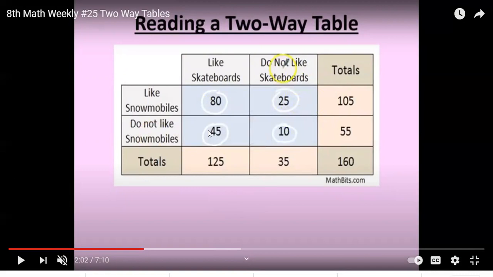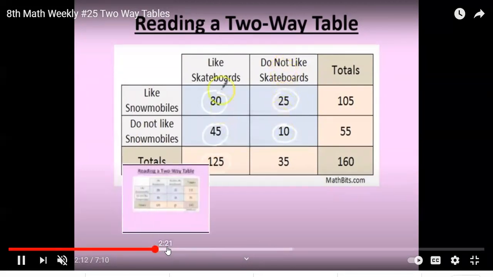To be sure that your table is correct, we have to look at the total for all the rows and the total for the columns. Then 105 plus 55, if you add the column, it will be 160. If you add the row, it will be 160. This is how we can read a two-way table. Again, if you want to know like skateboard and like snowmobiles, you go to this intersection rectangle, which is connected between the two events.